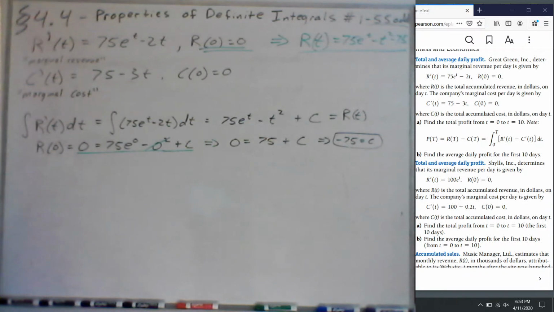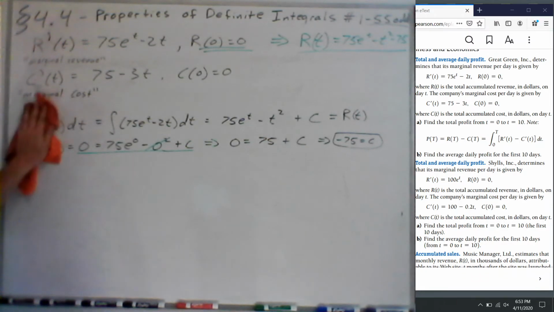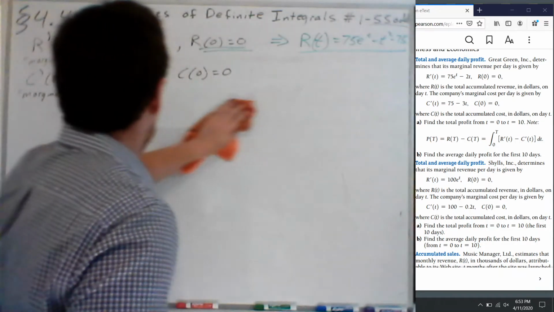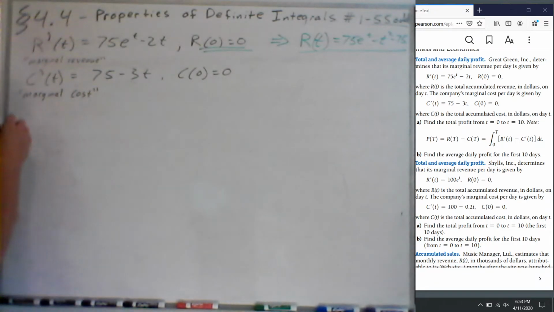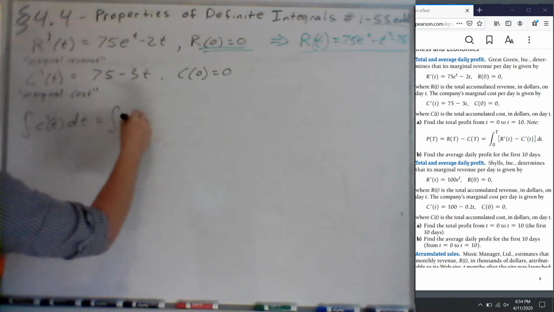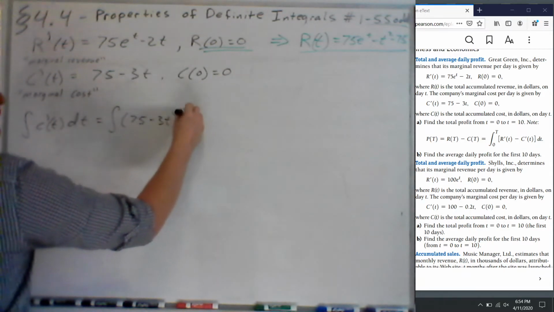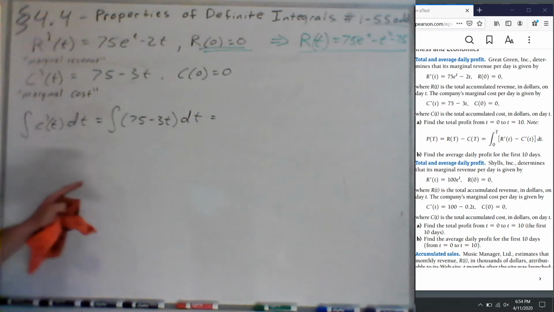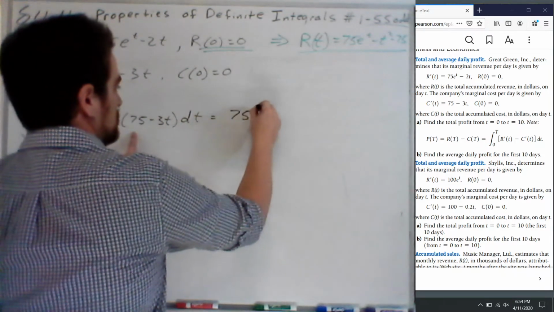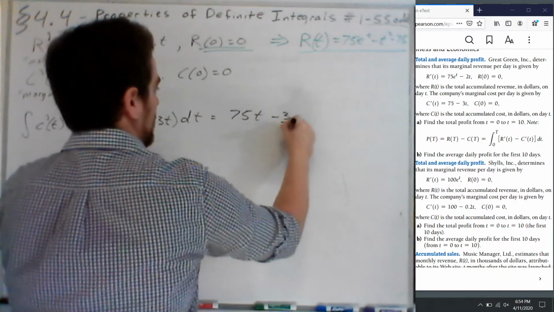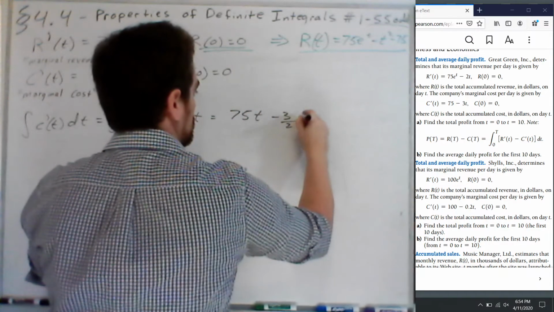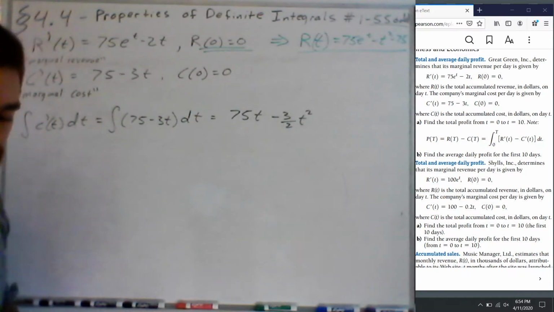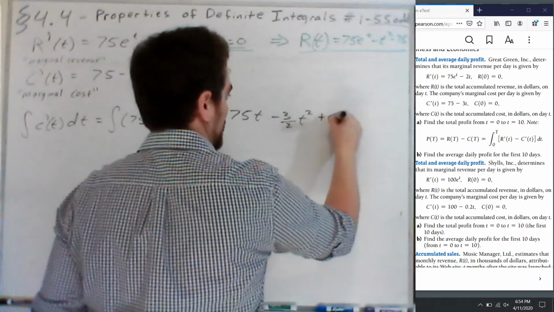So now we can do the same thing with our marginal cost. So now when we look at c prime of t, I can find the antiderivative of that to get c of t. So I get 75t minus 3 halves t squared. Again, I go up a power and divide by 2, plus c, because this is just a general antiderivative.